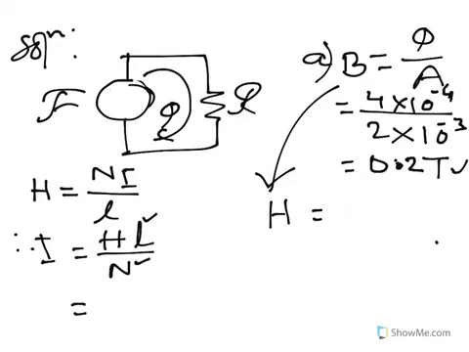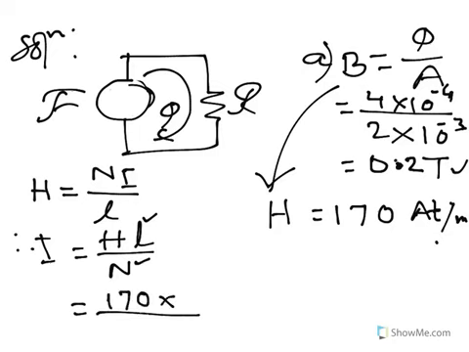170 ampere turn per meter. We can write ampere turn per meter. Okay, this is our H value we are getting from the BH curve, and then we can substitute this H value 170, and L is not L squared, it's L.